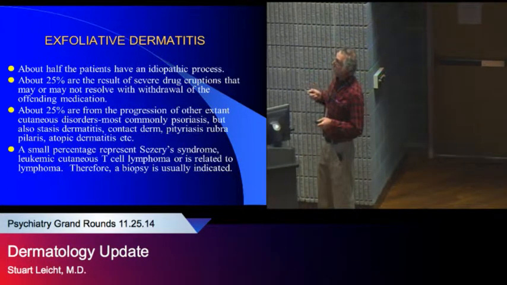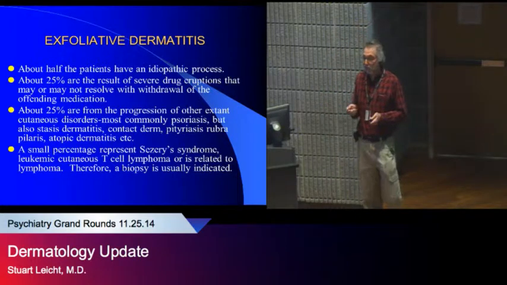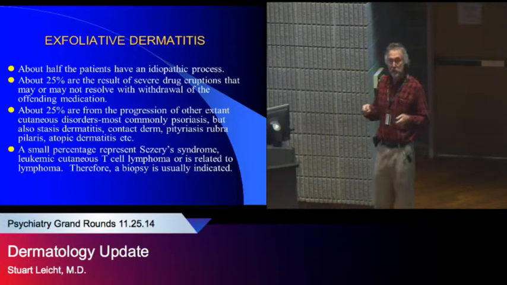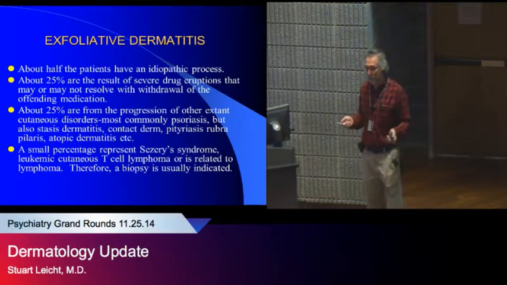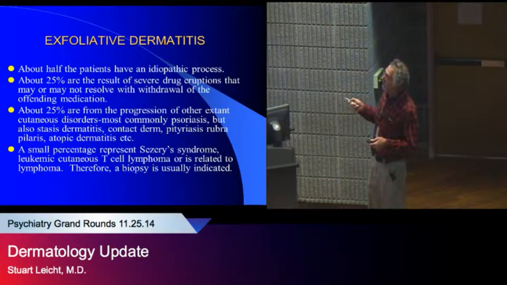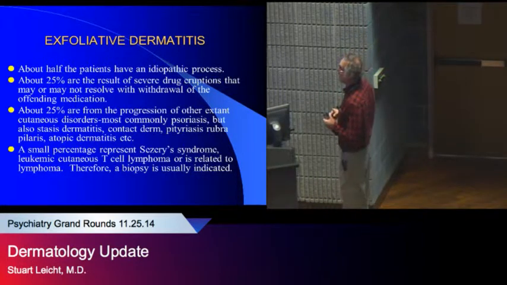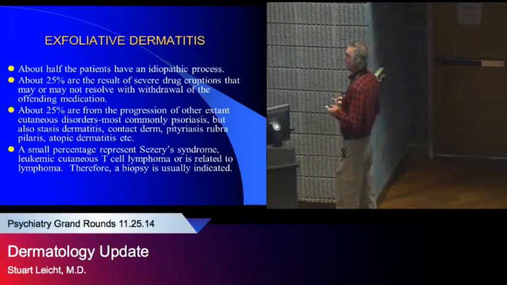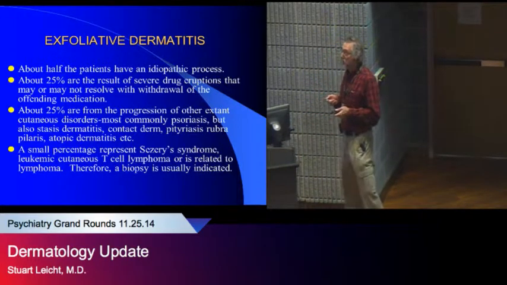About half these patients are idiopathic. We have no clue. They're just unfortunate. It strikes, as many things do. As I tell patients, things happen. They say, why do I have this? It just happens. 25% are the result of severe drug eruptions that may or may not resolve with the withdrawal of the offending medication, so it may put into place something that doesn't necessarily go away.